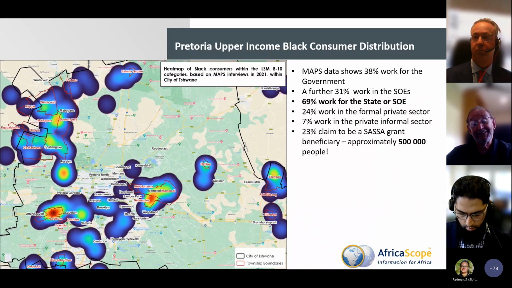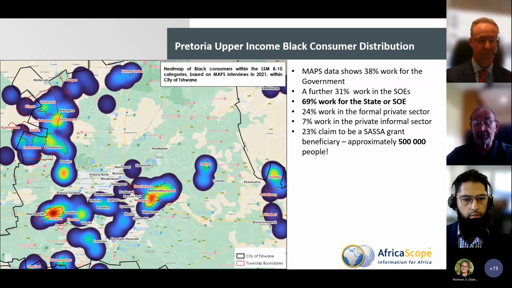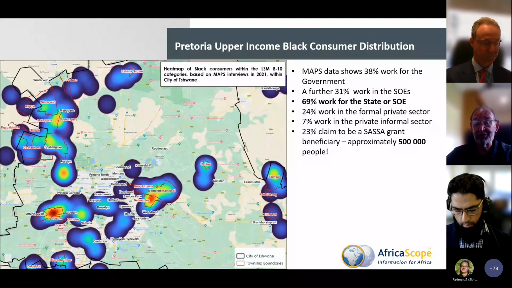We also look at the fact that about 23%, almost a quarter of the upper income, are claiming that they're getting SASSA grants from the government, which is probably approximately 500,000 people drawing state pensions and state grants, although by means test they shouldn't be.